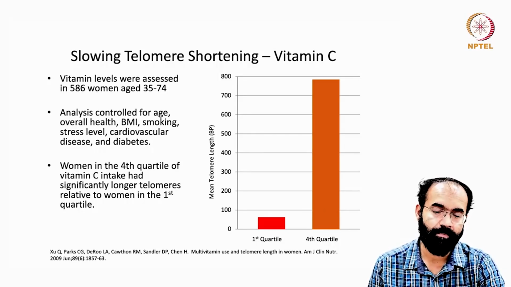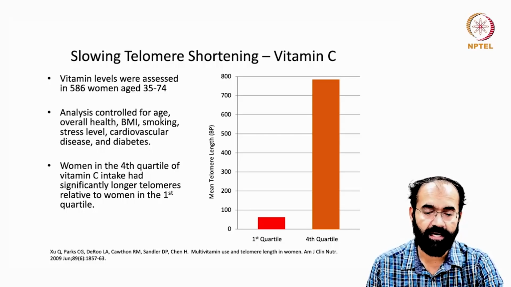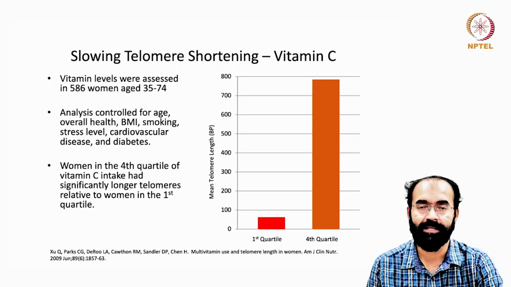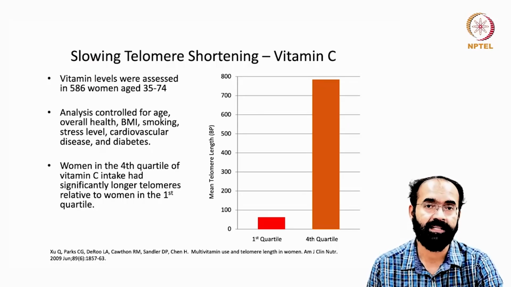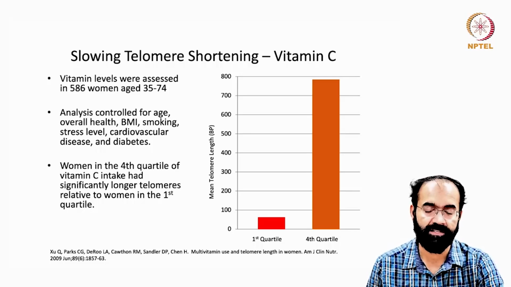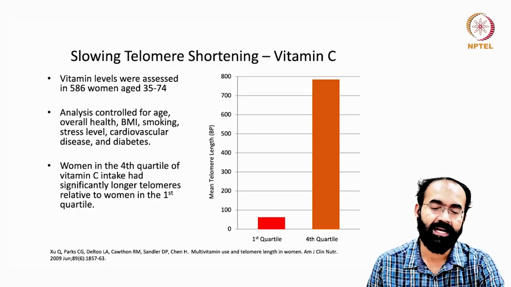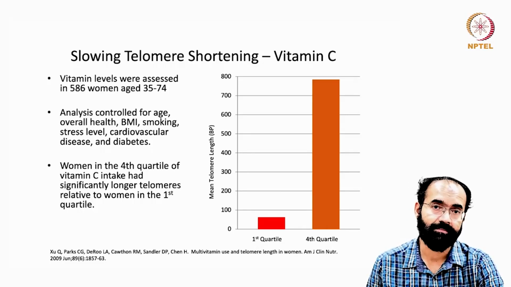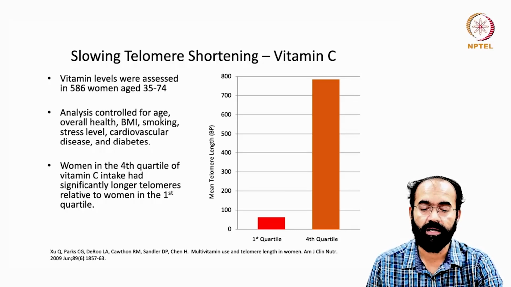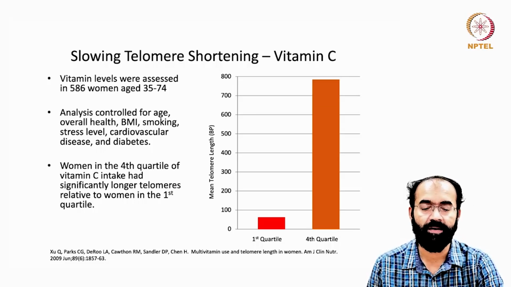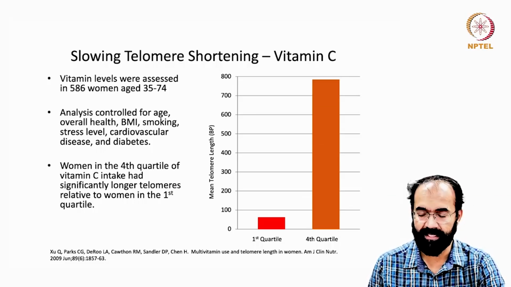So you can see the mean telomere length in women who are in the first quartile of vitamin C intake. That means that's in the lower quartile compared to the fourth quartile, that means near completion. In the fourth quartile, they had around 800 base pairs higher than people in the first quartile. So what it indicates is the mean length of telomere is longer in those people who have taken adequate vitamin C in their body.